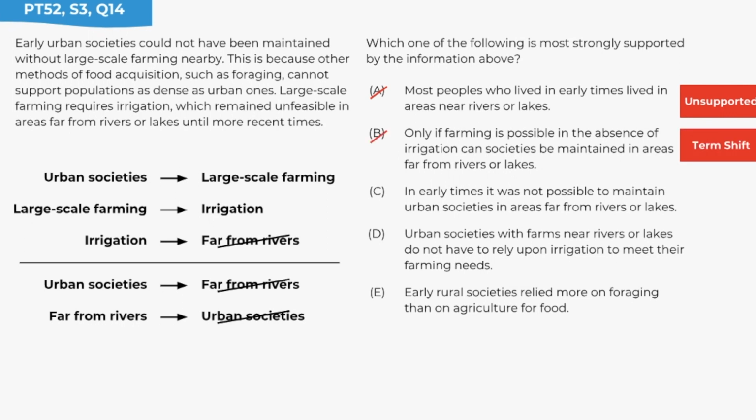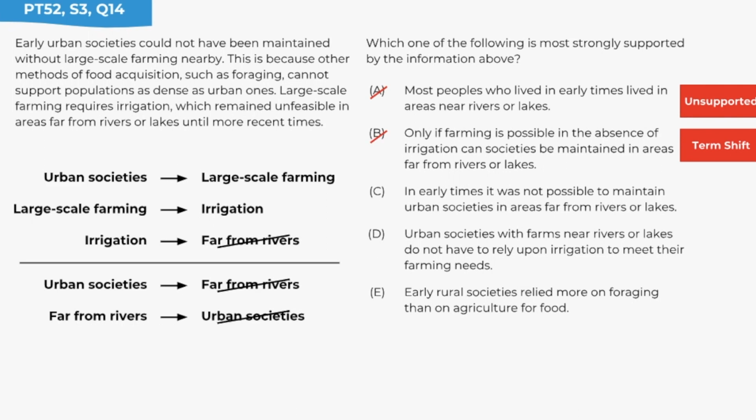Answer choice C says that in early times, it was not possible to maintain urban societies in areas far from rivers or lakes. So urban societies could not be far from rivers or lakes. That looks very much like what we initially anticipated. If an urban society, then it's not far from a river. Let's hold on to answer choice C in case we get another answer choice that looks also really close, and then we can compare them if needed.